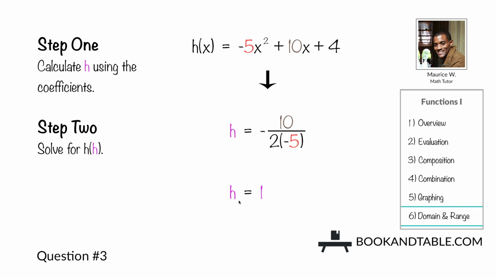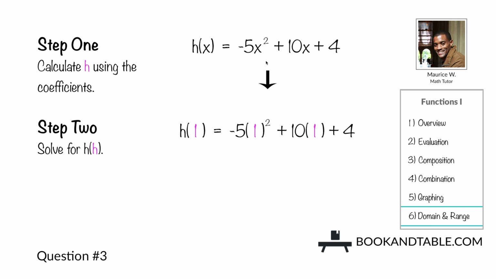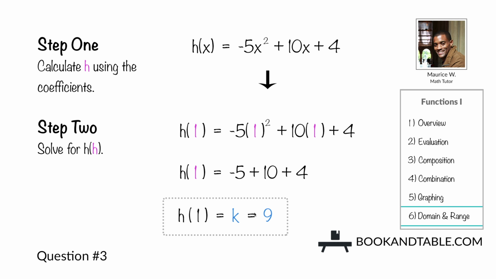So now that we have h is equal to 1, we want to find h of 1. So we plug in 1 for x, giving us negative 5 times 1 squared, which is negative 5, plus 10 times 1, which is 10, plus 4. Negative 5 plus 10 is positive 5. Plus 4 would be 9. So we know k is equal to 9.